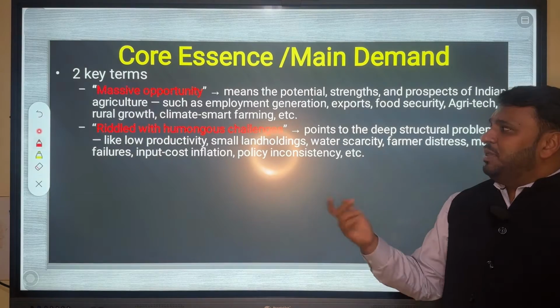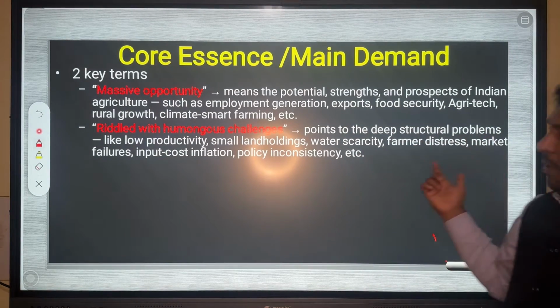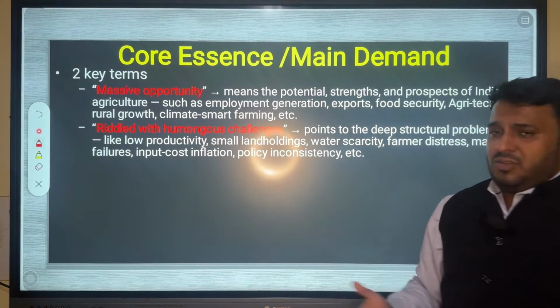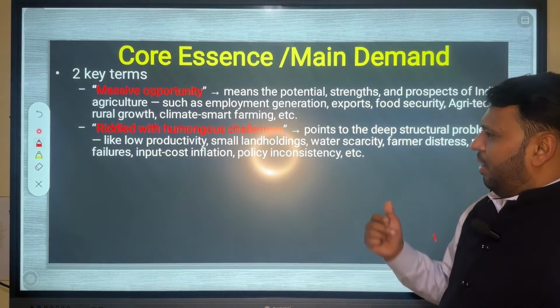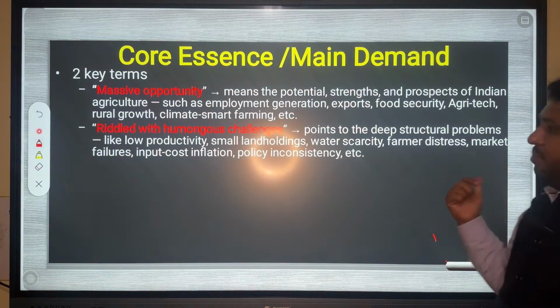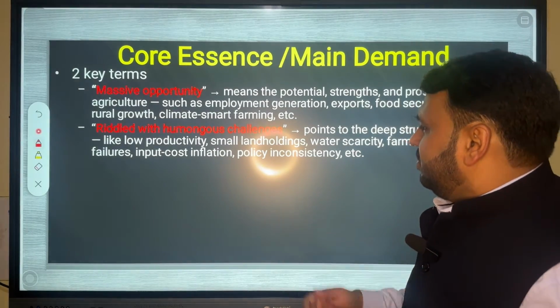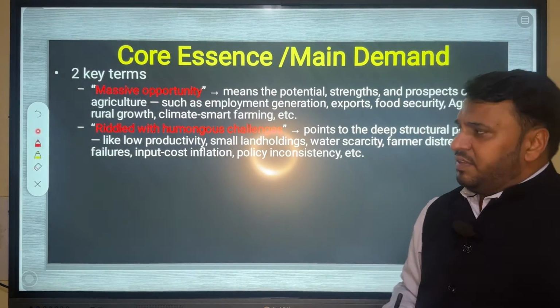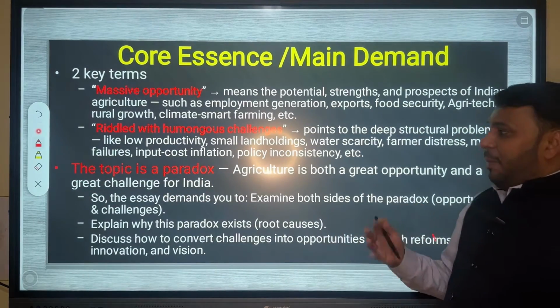Riddled with challenges points to the deep structural problems, like how productivity is low in India, how there is very much land fragmentation and small landholdings, water scarcity, farmer distress, market failures, input cost inflation, and policy inconsistencies. Next, please. So the topic in itself is a paradox.